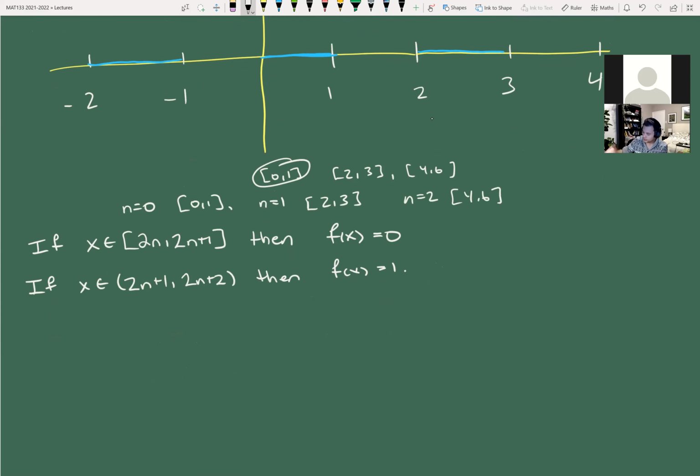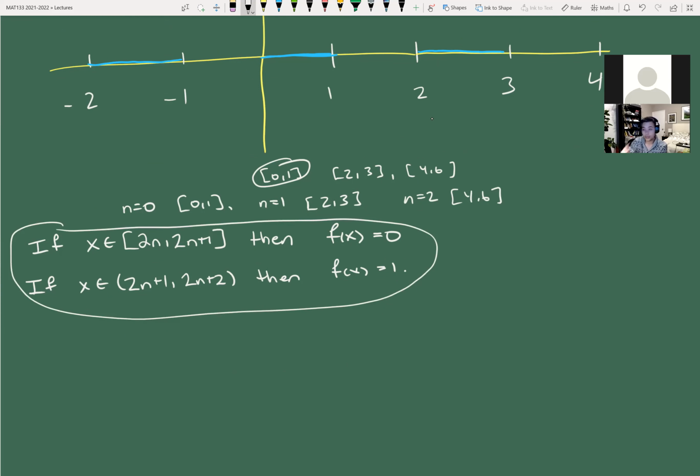So this is an algebraic description of this function, which is completely and totally unambiguous. If you give me a number, say x is equal to pi, I'd ask: is pi in an interval of the form even to odd or odd to even? I'd say it's about 3.1-something, so it's in this interval, and therefore f of x is equal to 1.